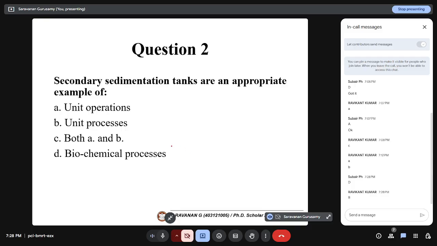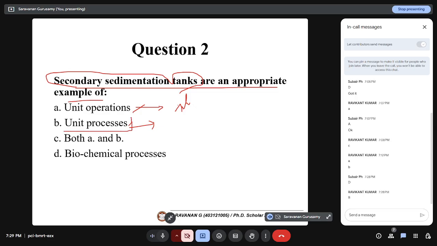Yes. Second question is secondary sedimentation tank are appropriate example of. First, we have a unit operation, we have a unit process. Unit operation is dealing with only physical processes. Unit process is chemical and biological process. Secondary settling tank, we are going to discuss next week, that is biological treatment process. So that is unit process.